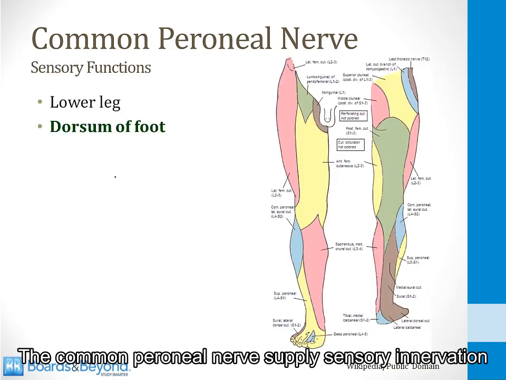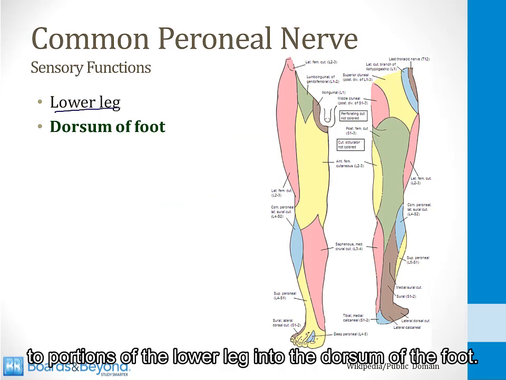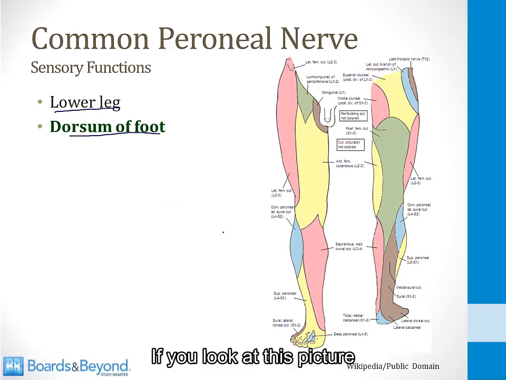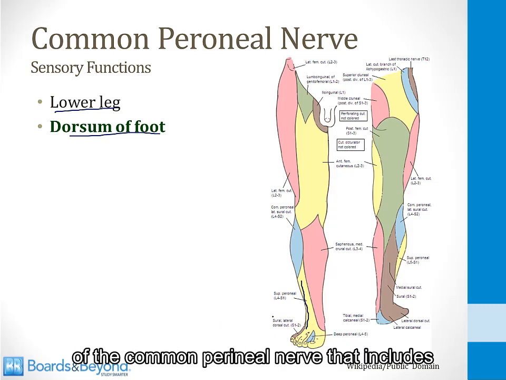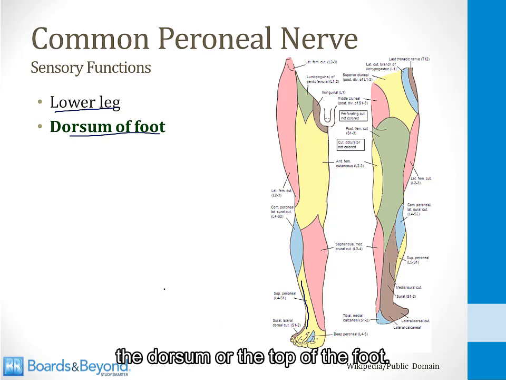The common peroneal nerve supplies sensory innervation to portions of the lower leg and to the dorsum of the foot. If you look at this picture on the right side of the screen here, this area in yellow is supplied by branches of the common peroneal nerve, and that includes the dorsum, or the top, of the foot.